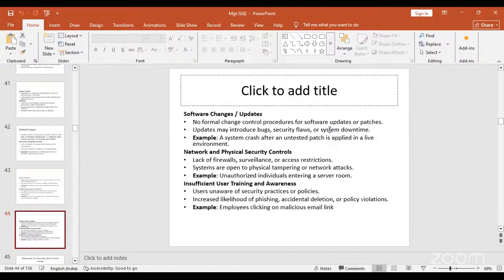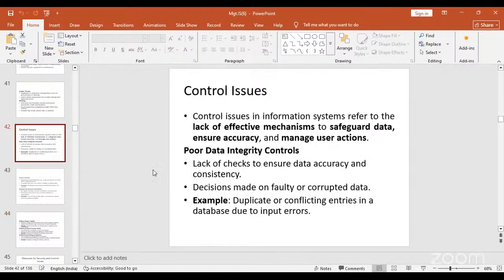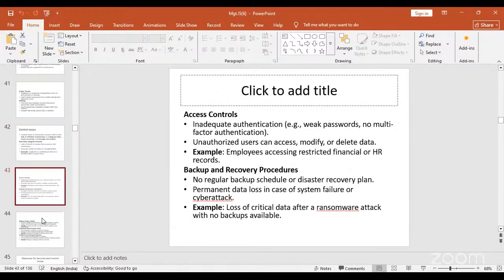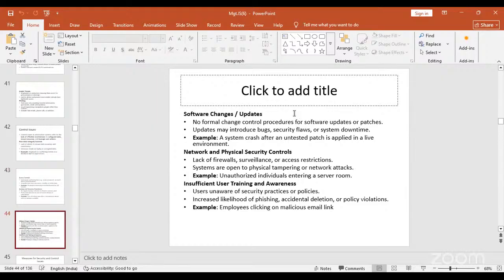Other control issues are there. These three are mainly the main three control issues of our information system: poor data integrity control, access control, and backup and recovery procedures. Other issues are software changes and updates, which are also to be avoided by using some mechanisms. When you change the software, you have to back up the data before changing the software.